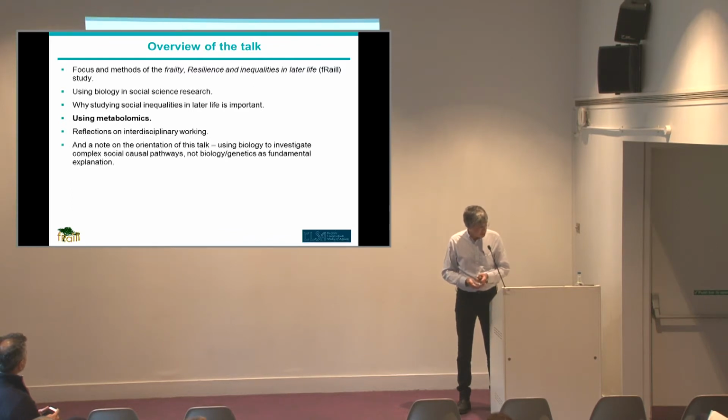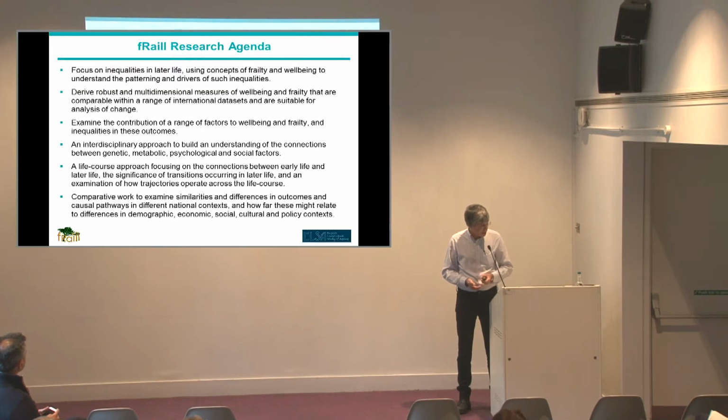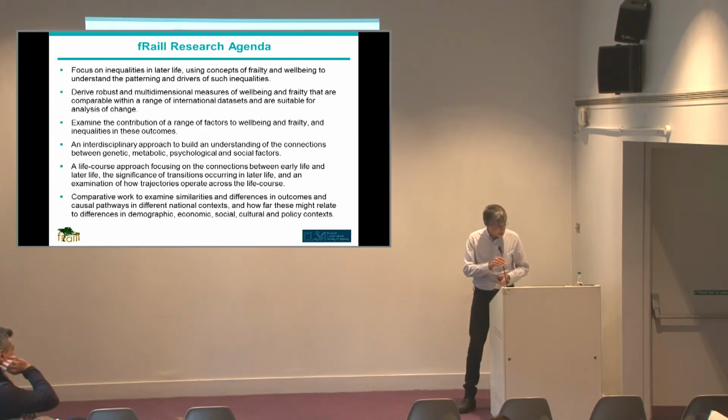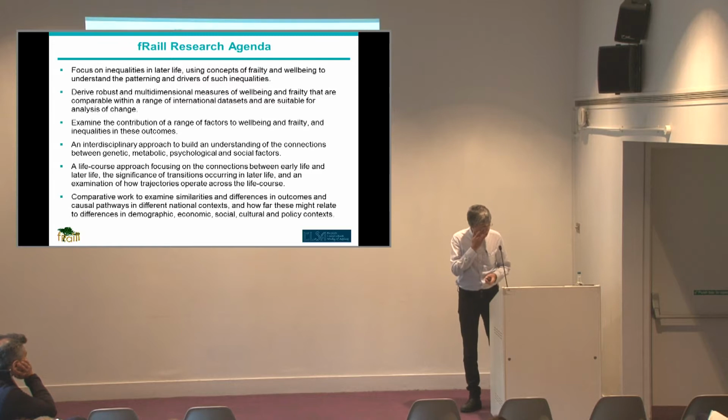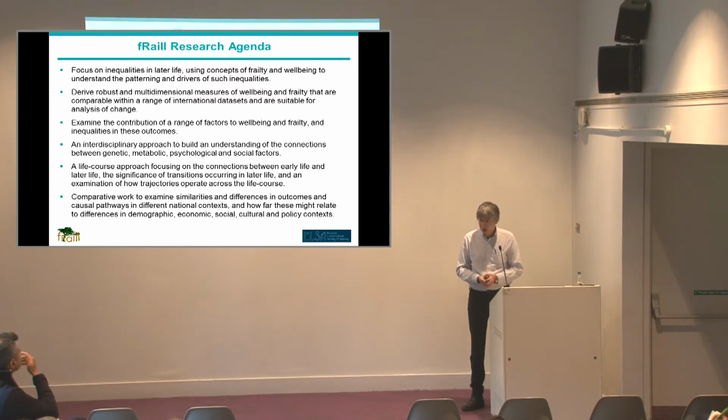So I'll start off by introducing the Frail study. So this is our research agenda as we set it out at the beginning of the program. As I've already introduced, our focus is on inequalities in later life. We take two broad concepts, two broad outcomes, frailty and well-being, to model inequalities in later life and to try and understand the social and economic drivers of those inequalities in later life.